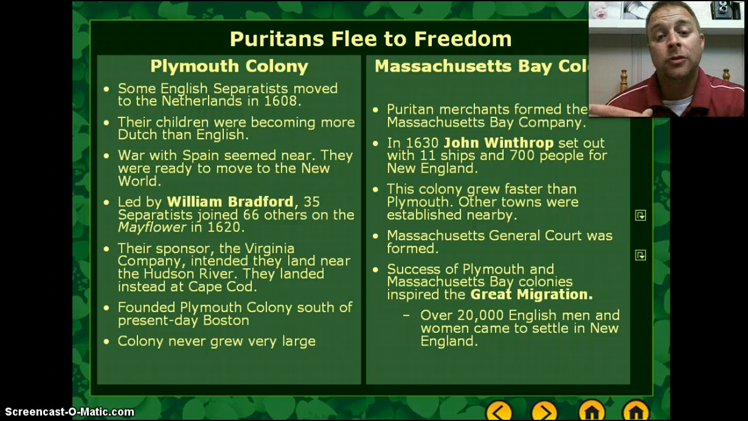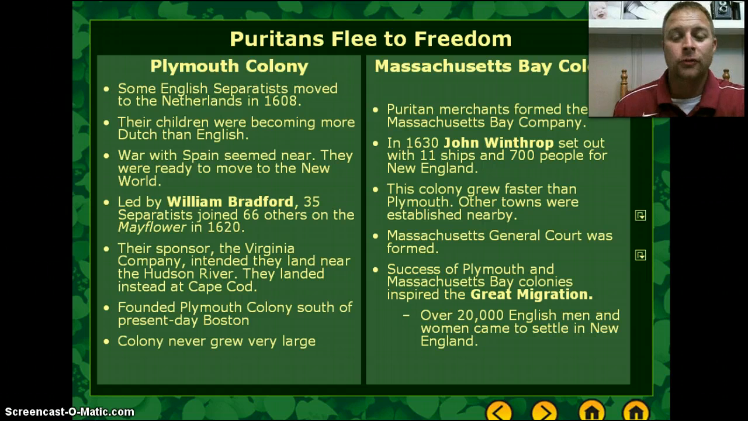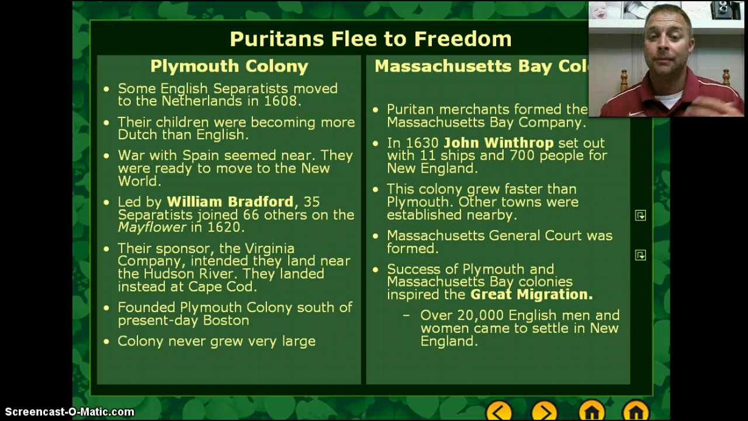So Puritan merchants in England formed the Massachusetts Bay Colony, and their leader John Winthrop set out with 11 ships and 700 people for New England. And this colony had many more people working, and it grew much faster than Plymouth. Many other towns sprout up, and the Massachusetts General Court was formed. So the success of the Plymouth and the Massachusetts Bay colonies sets off a rush into New England called the Great Migration. And during this period, in the mid-1600s, over 20,000 English men and women settle in what is now New England today.